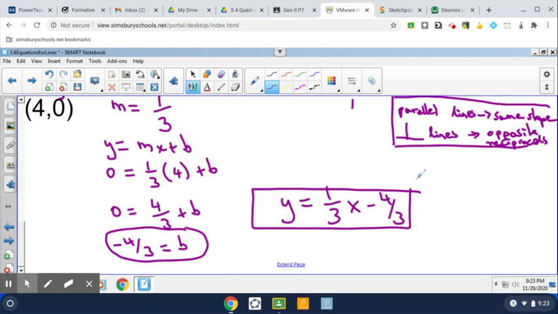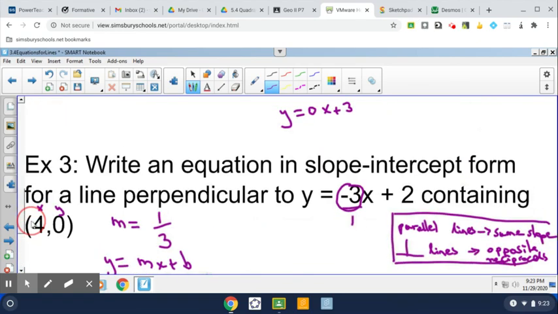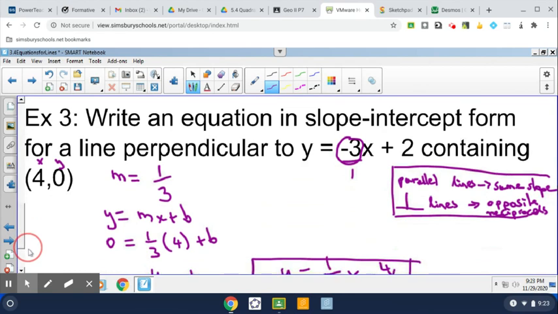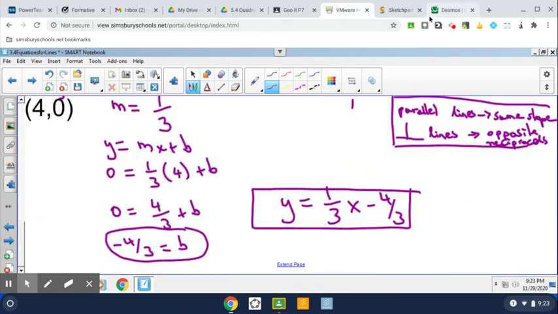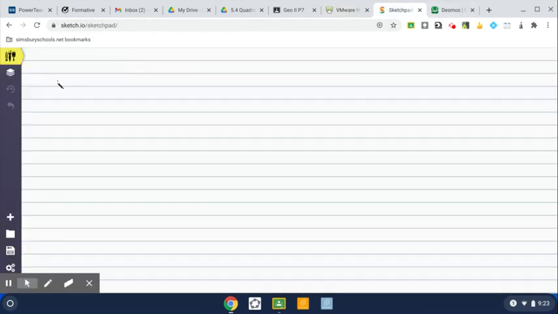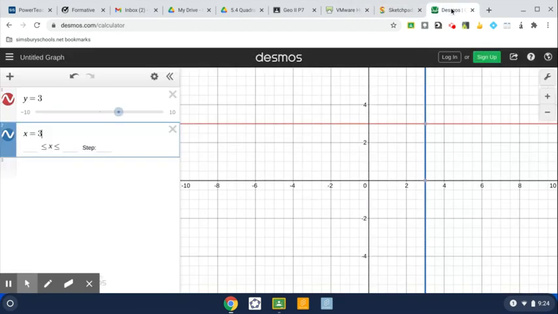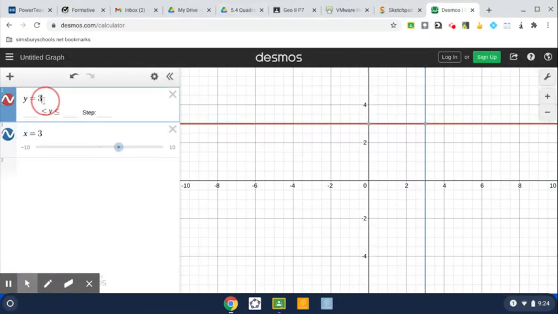Okay, and we will use Desmos and type both equations and you will see they are perpendicular. So what is the original one? Let me double check it. The original one was -3x plus 2. Oh, that's not what I want. y equals -3x plus 2.